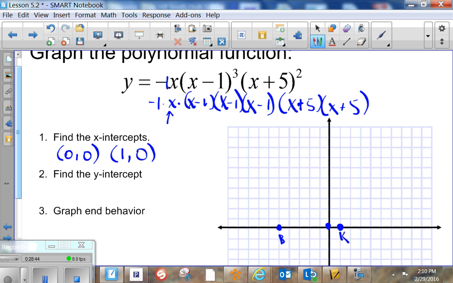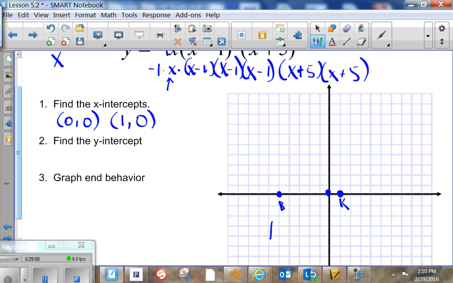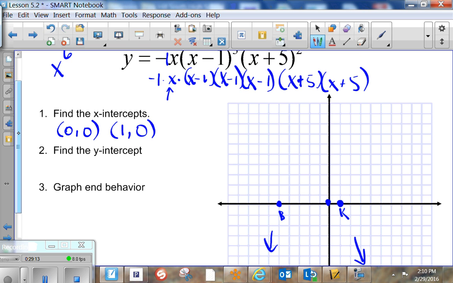What is the total exponent going to be? I have 1 here, plus 3 here, plus 2 there. So I'm going to have a total of 6 x's. Therefore, that's even. Therefore, they're going to both be up or both be down. Ooh, this is a negative. So they're both going to be down. So I'm going to start down and end down. Our y-intercept, I've already found it. My y-intercept is at 0, 0. All right, so we got to make that happen.